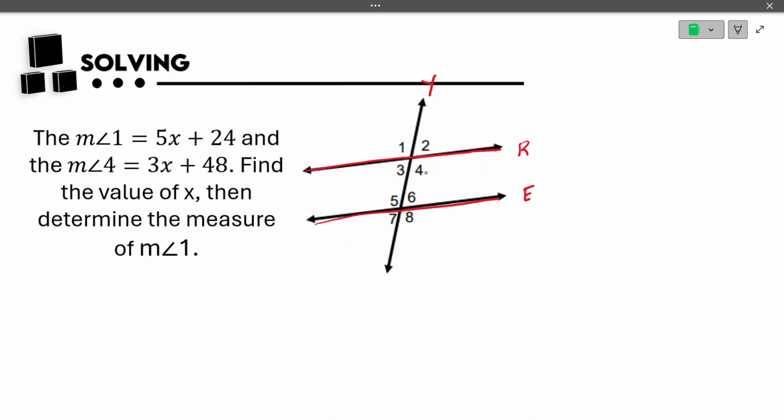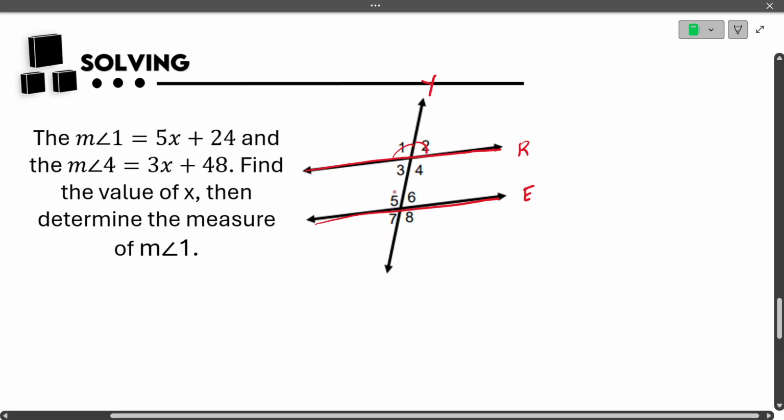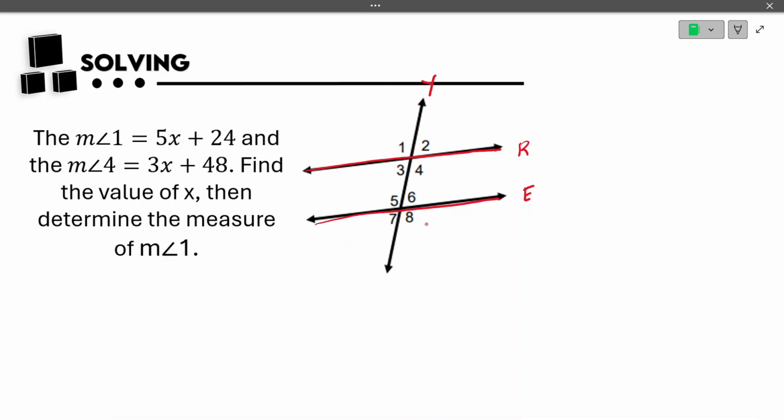In this figure, we have 8 angles na created. We have angle 1, angle 2, angle 3, 4, 5, 6, 7, 8. And those are the angles. And the problem here is we have this angle 1, which is 5x plus 24. Ito yun siya.